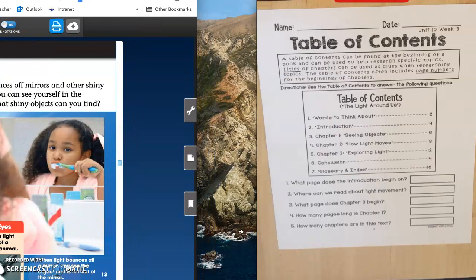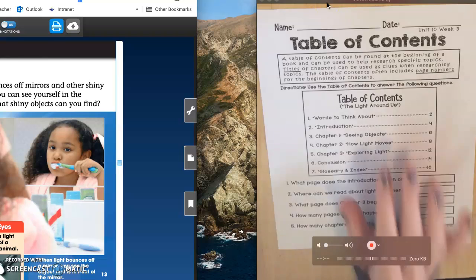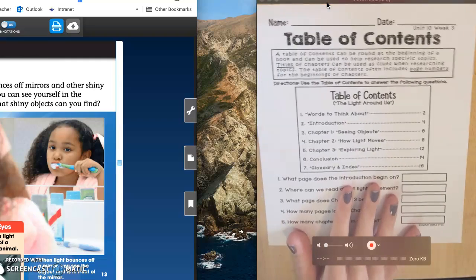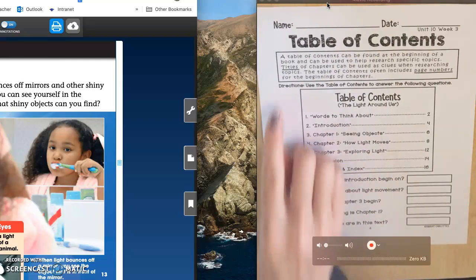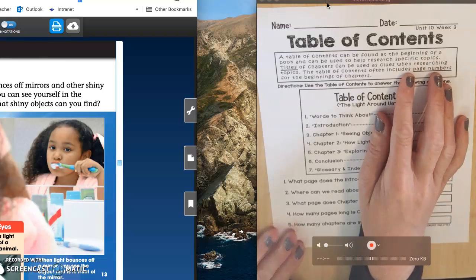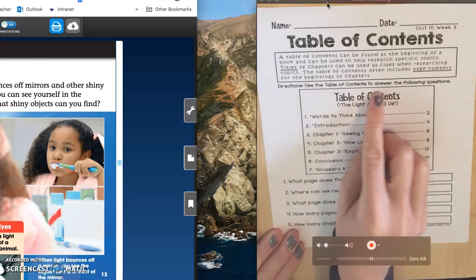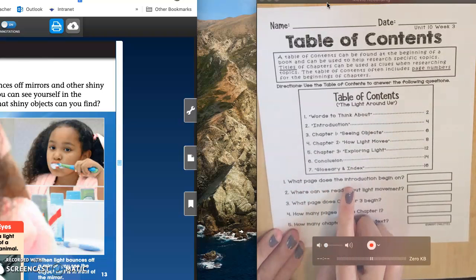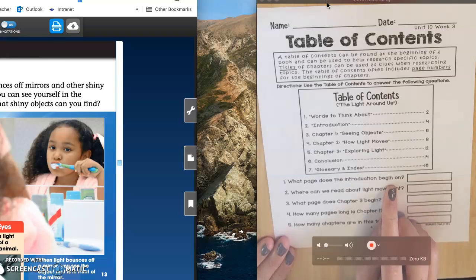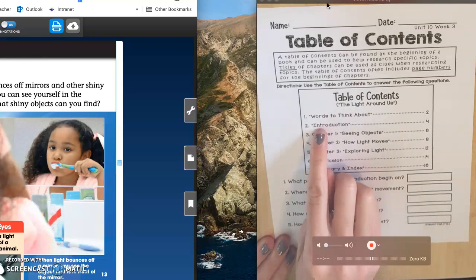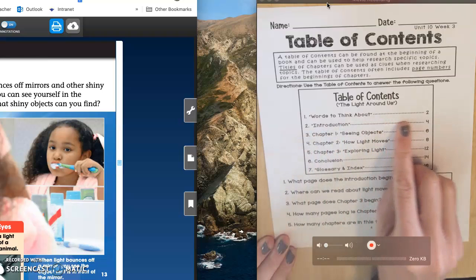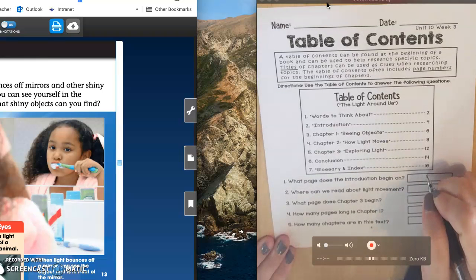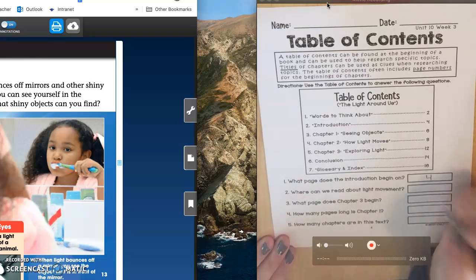This is called Table of Contents. And this is just a picture of the table of contents from the text that we just read. Okay, it's the same thing. So this is just reminding us what a table of contents is. Our directions are to use the table of contents to answer the following questions. What page does the introduction begin on? Okay, find introduction, follow it along. Page 4. And you can just write that in there. Page 4.